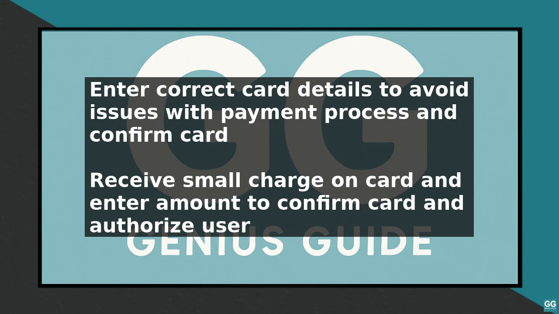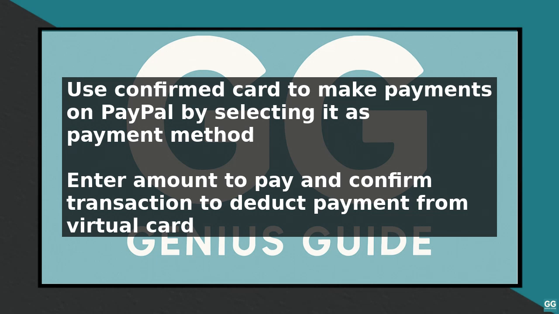Once the card is confirmed, you can use it to make payments on PayPal. To do this, navigate to the payment section and select the virtual Visa card as the payment method. Enter the amount you want to pay and confirm the transaction. The payment will be deducted from your virtual Visa card, and you will receive a confirmation of the payment.